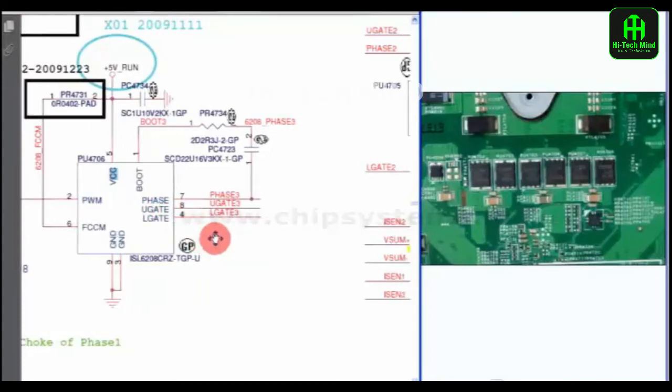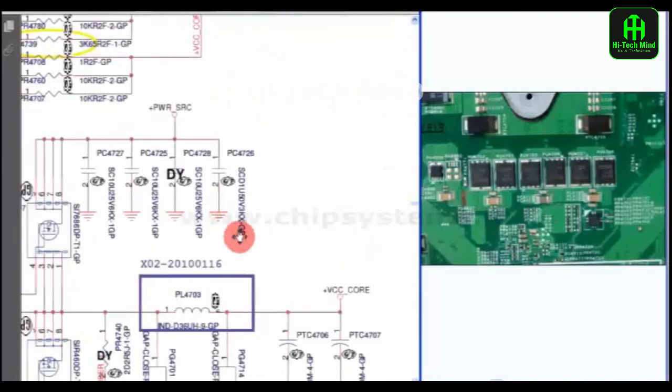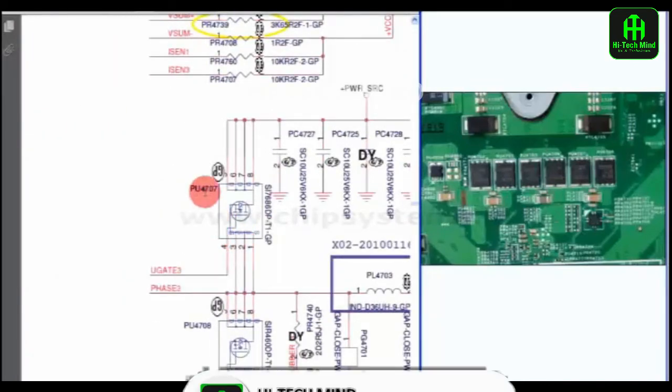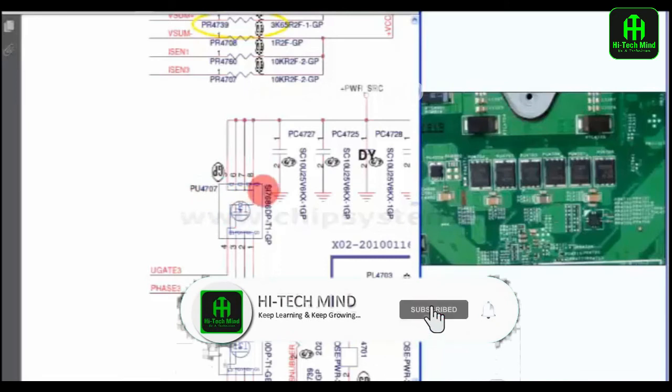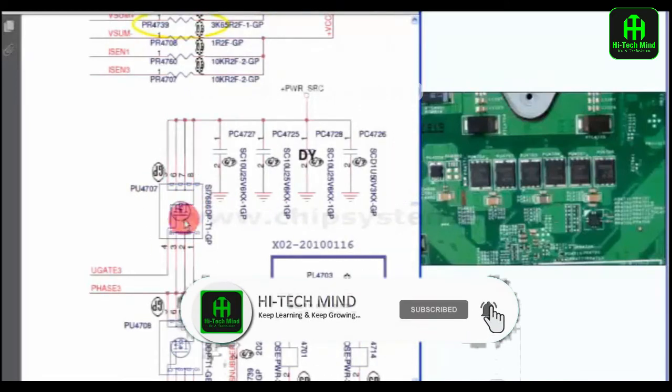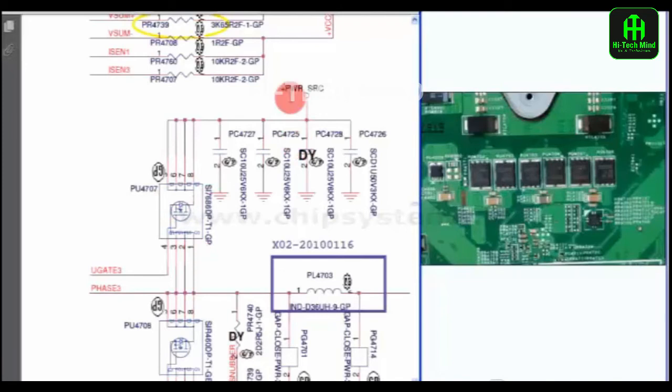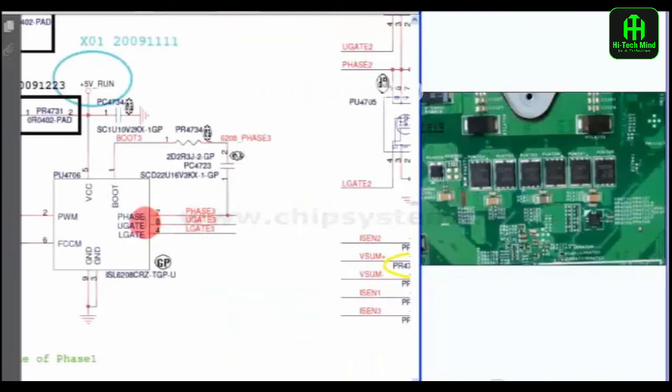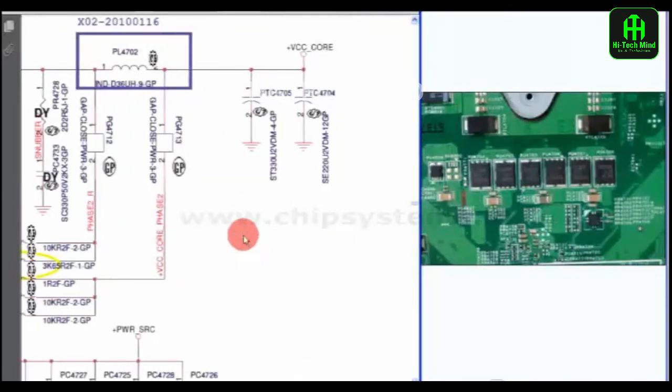This output can be connected to the MOSFET. This is upper MOSFET PU4704 gate pin. This MOSFET drain pin connect the battery line. Pin number 7 mentioned phase 3 to connect the inductor, and pin number 8 mentioned U gate 3, pin number 4 L gate 3 to connect the MOSFET.